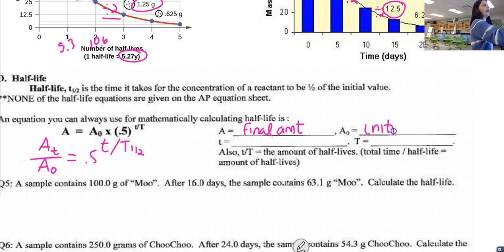A0 is your initial amount, and then T is the time that you let it decay, so how long did you let go by. And capital T, or T 1/2, is your half-life time. This is really important, because I'm going to tell you something in just a second here.